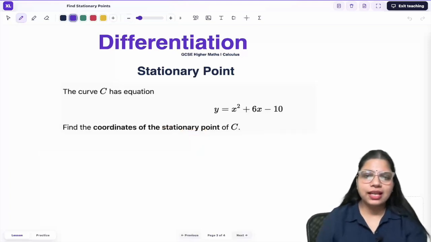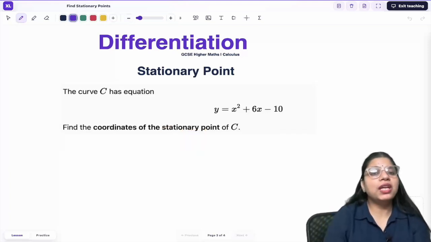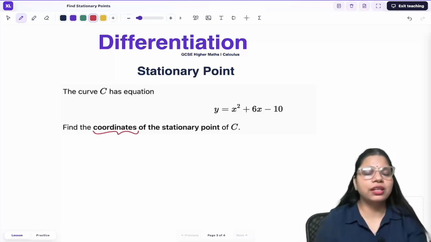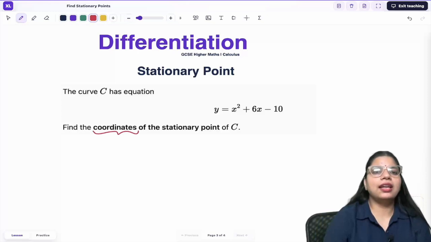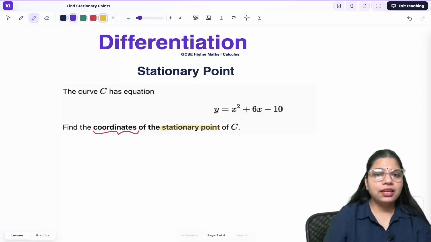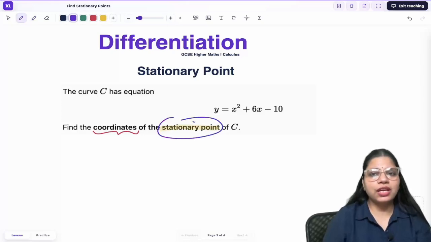Let's move to the next slide, where we can get another type of question where we are going to be finding the coordinates. The previous one was for 2 marks, this will be coming for 3 marks. Again, the same important information is given to us, which is stationary point. And when it's a stationary point, what do we have?